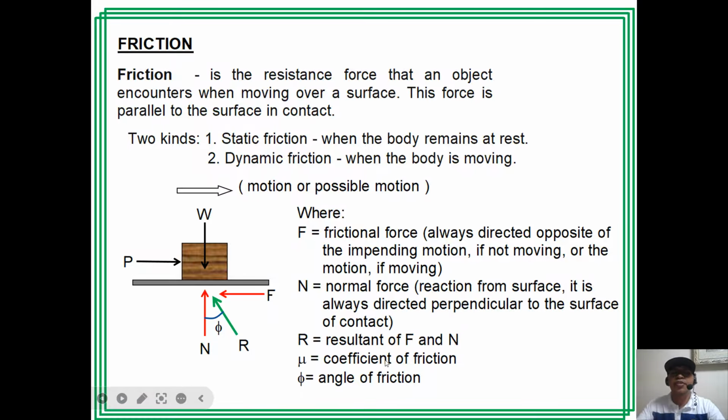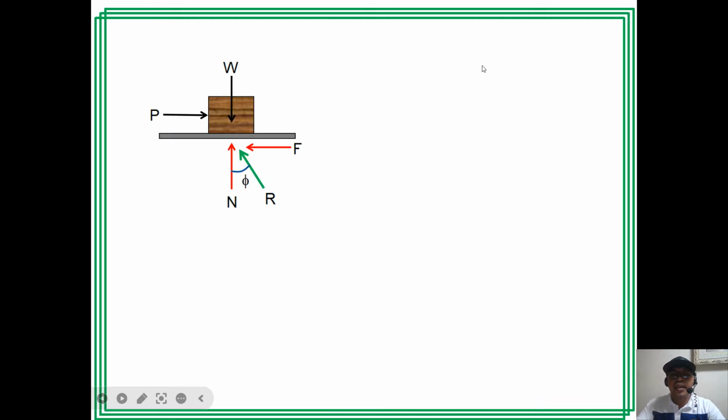the angle of friction. So, what is the coefficient of friction? The coefficient of friction is related to the angle of friction, and they are related by this formula. So, the coefficient of friction is equal to the tangent of the angle of friction. So, mu equals tangent of phi.